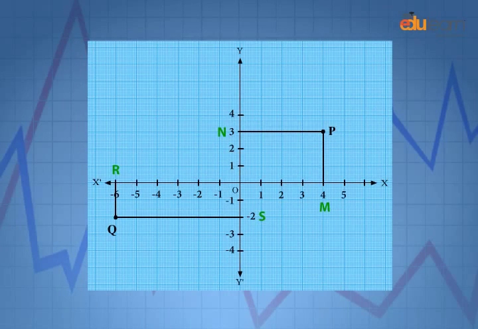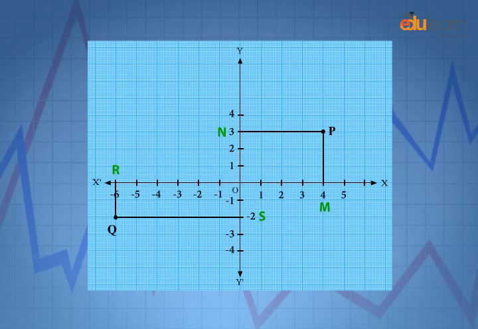See here, the perpendicular distance of the point P from the y-axis measured along the positive direction of the x-axis is PN equal to OM equal to 4 units. The perpendicular distance of the point P from the x-axis measured along the positive direction of the y-axis is PM equal to ON equal to 3 units.